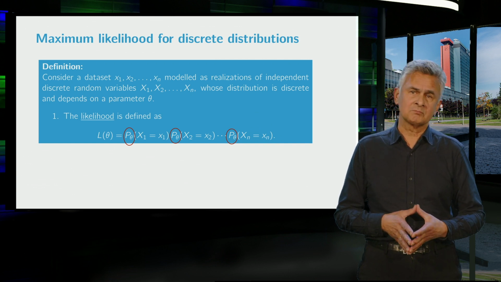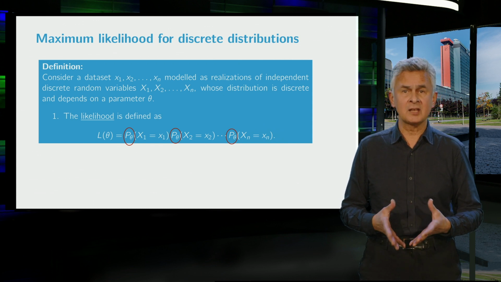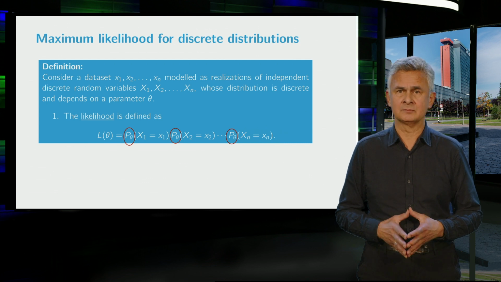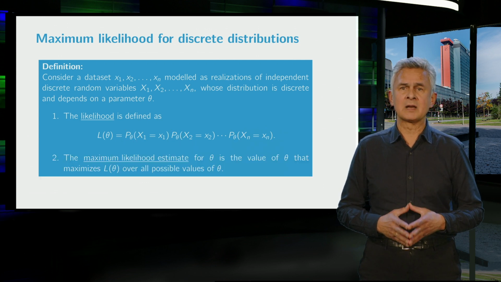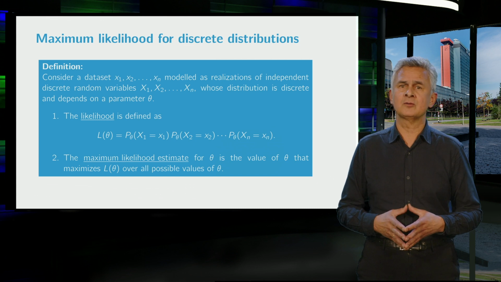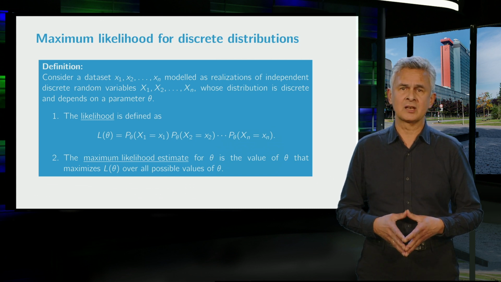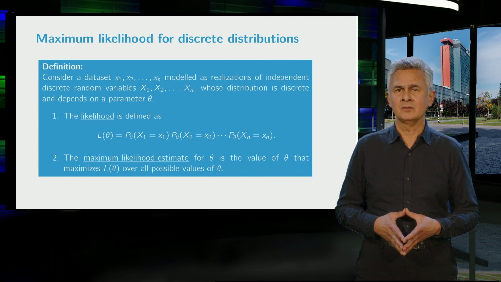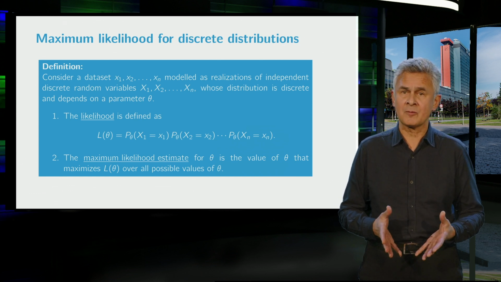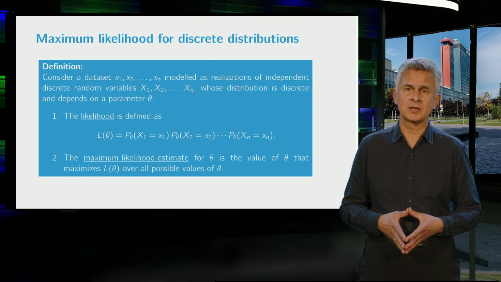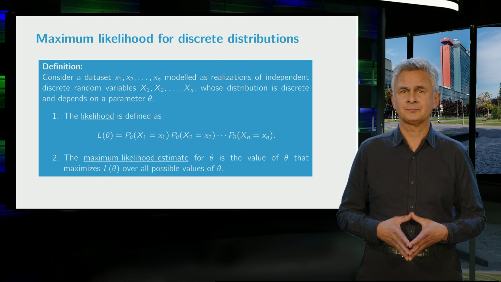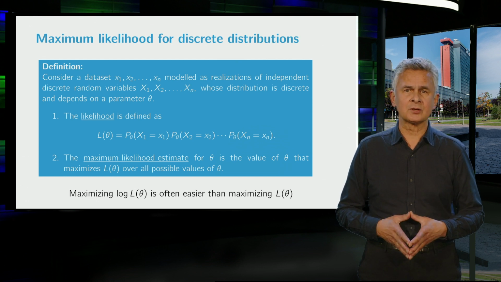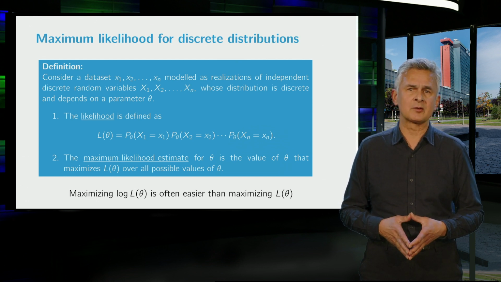Note that the data, small x1 to small xn, are given to us, and that L is a function of the parameter theta. The maximum likelihood estimate is that value of theta that maximizes the likelihood over all possible values of theta. This value of theta will then be some function of the observations small x1 to small xn. As we argued before, it's often easier to maximize the log of L instead of L itself.